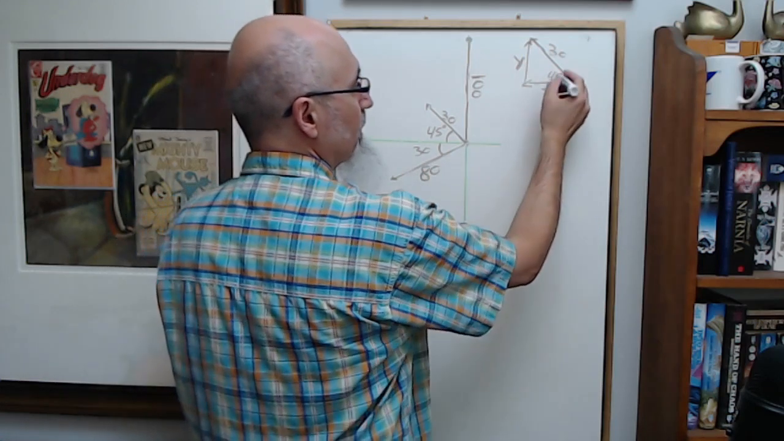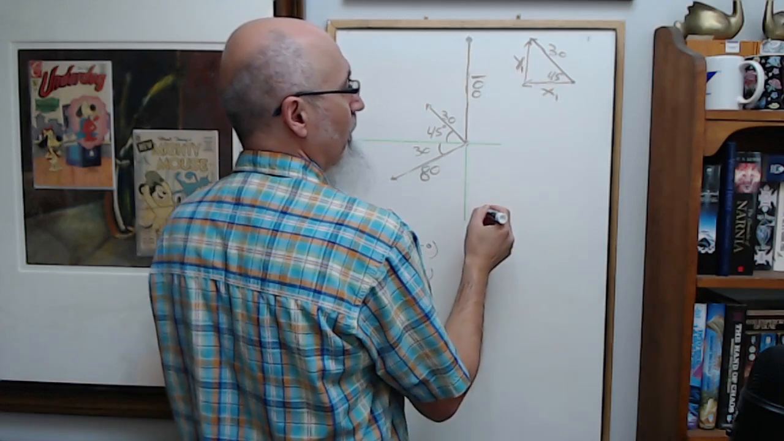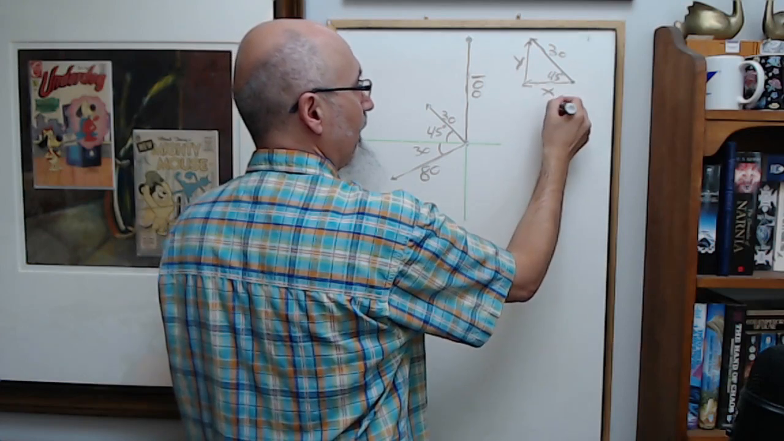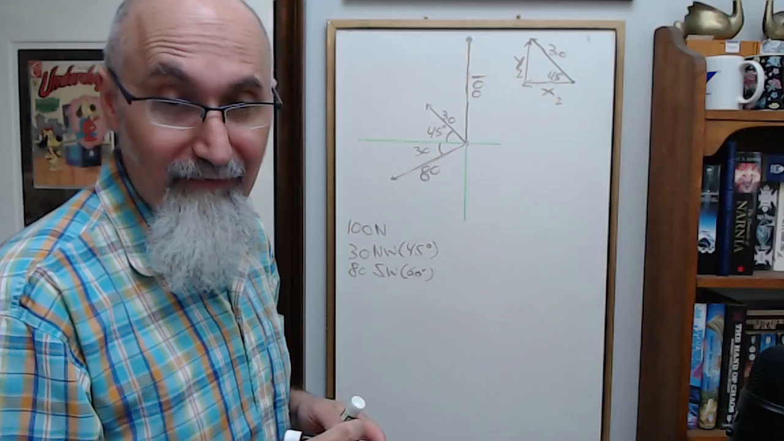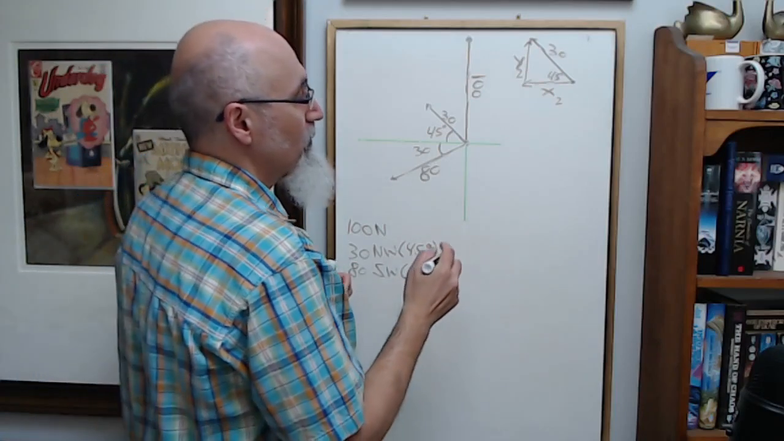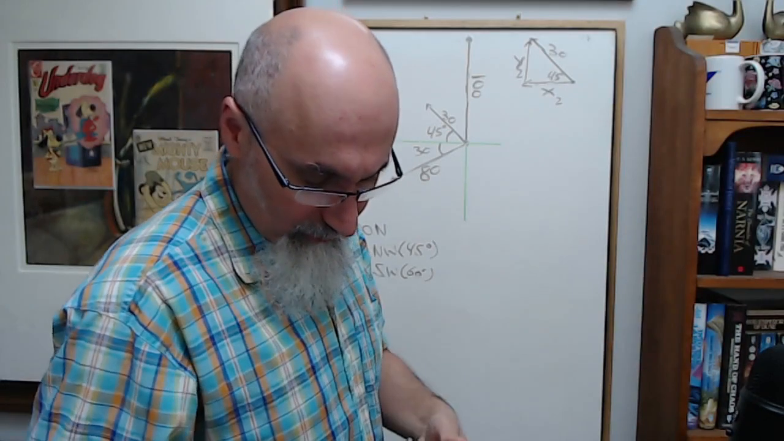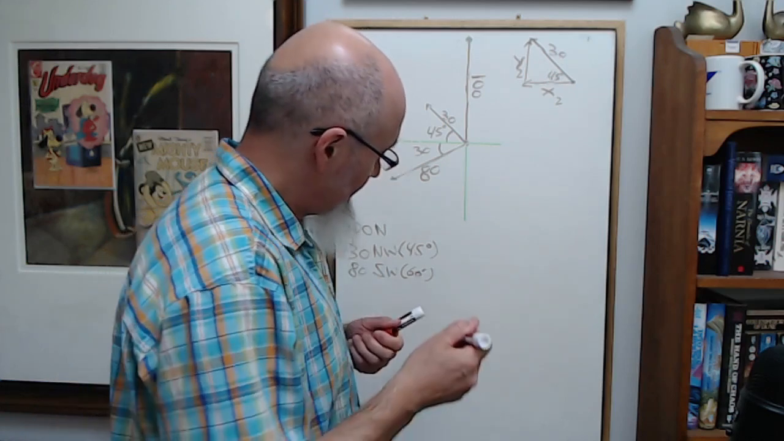So I'm going to call this, what should we call this? X1 and Y1. Okay. Actually, let's call them X2 and Y2, because the 100 is really our first vector. Okay. So if we're going to do this, we need trigonometry, right?